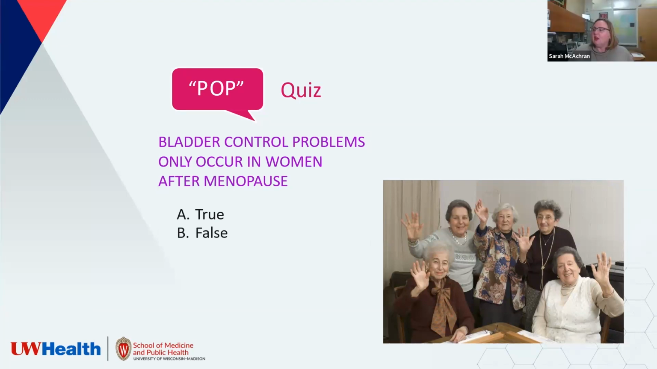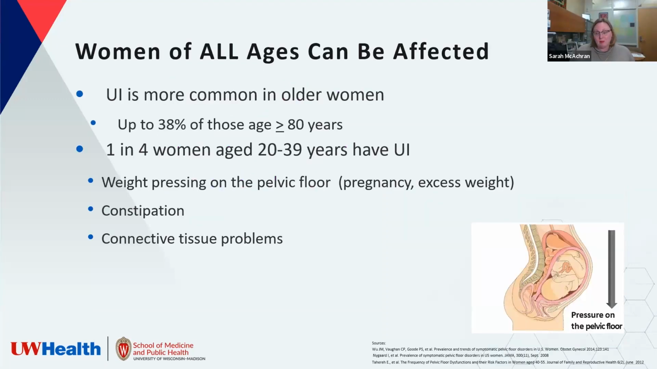It is false. So while it is more common in older women, up to 38% of those aged over 80, that depends a little bit on how you define it, about 1 in 4 women aged 20 to 39 have problems with urinary incontinence. And some of the risk factors can be extra pressure placed on the pelvic floor. In this little cartoon down here on the far right of the screen, you can see the tiny little bladder getting squished by the giant baby head there, right? So pressure on the bladder, either from excess weight or from pregnancy.